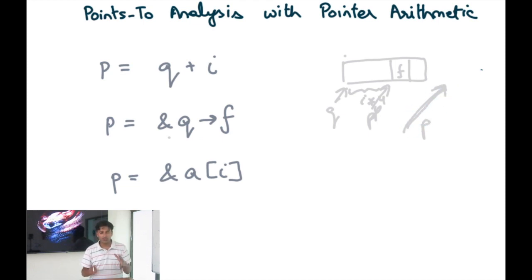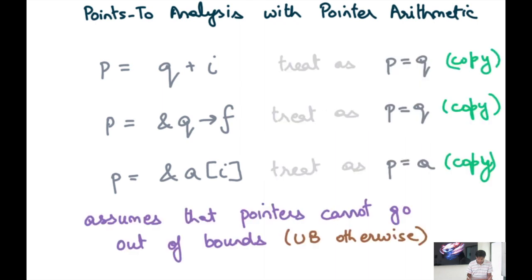And so, assuming that, for any operation that would allow the pointer P to point beyond the boundary of the object, we can safely say that P points within the object that Q or A pointed to before the execution of that instruction. So, using that fact, we can just treat all these 3 different programming constructs as simple copies, which means P equals Q plus I is just treated as P equals Q, because after all, P is just going to point to within the object that Q points to. Similarly, P equals ampersand Q dot F is treated as P equals Q, once again because P is just going to point to within whatever Q is pointing to. And similarly, ampersand A[I] is treated as a copy. In doing this, these transfer functions assume that pointers cannot go out of bounds, otherwise it's UB, or undefined behavior.